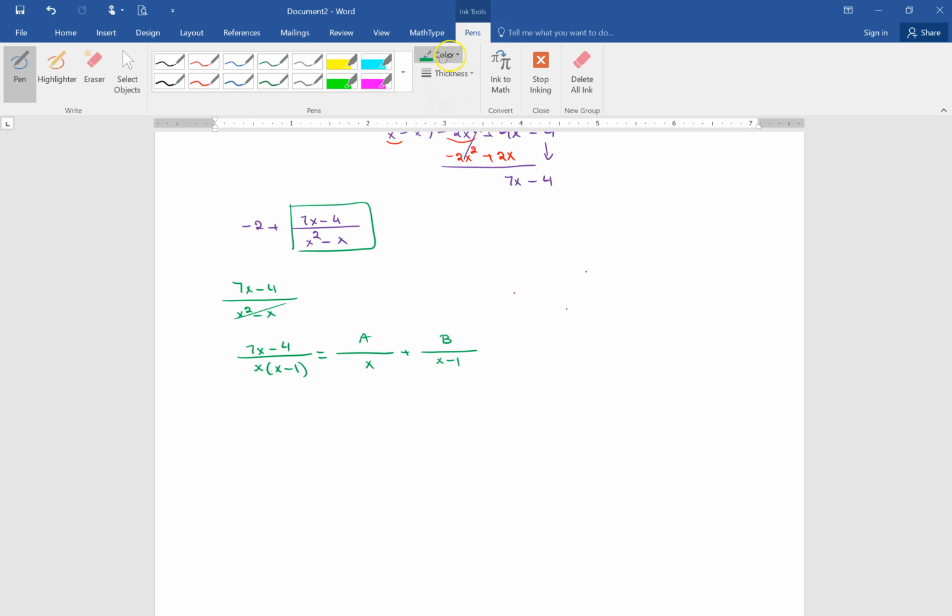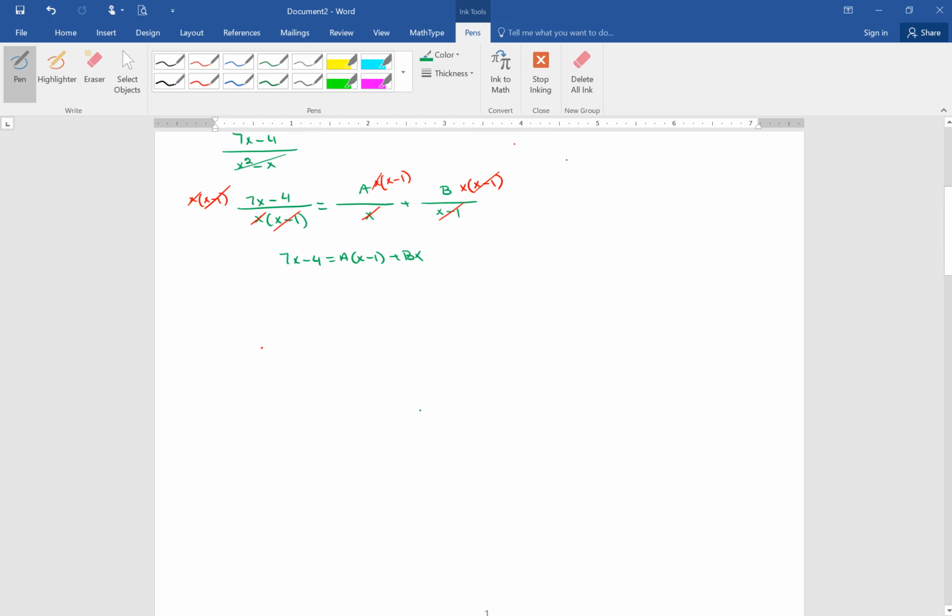Now I multiply by the common denominator, x times x minus 1. Everything here goes away. Only the x's go away here, and just the x minus 1's go away here. So what I have is 7x minus 4 equals a times x minus 1 plus b times x.